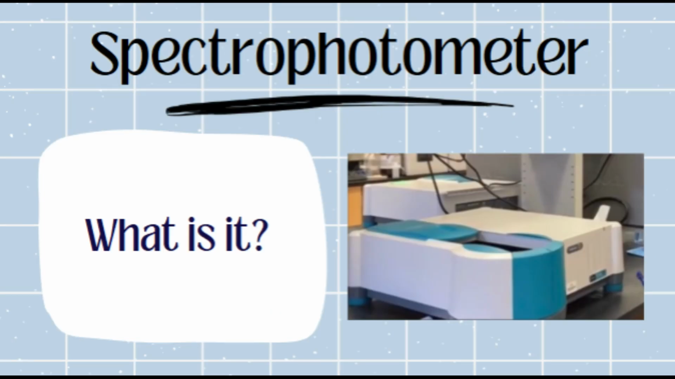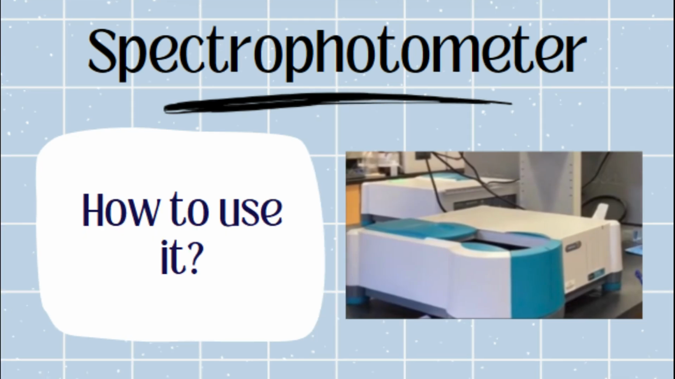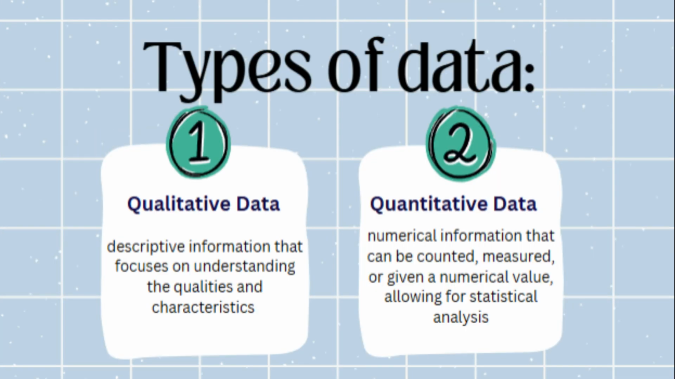The spectrophotometer is a device that measures how much light a substance absorbs. It is used by passing light through a sample to determine its concentration. When using a spectrophotometer, we can collect 2 types of data, quantitative and qualitative. Qualitative data describes the pattern or appearance of the absorbance spectrum.